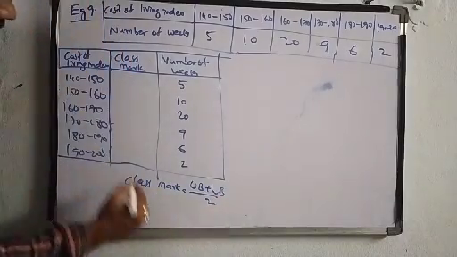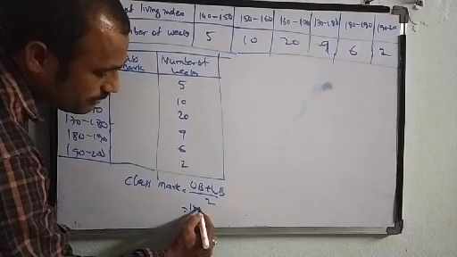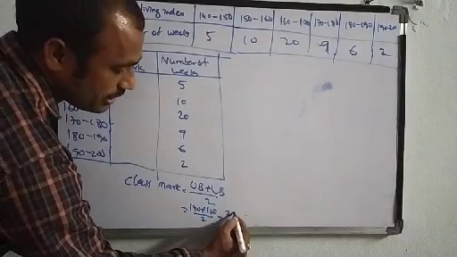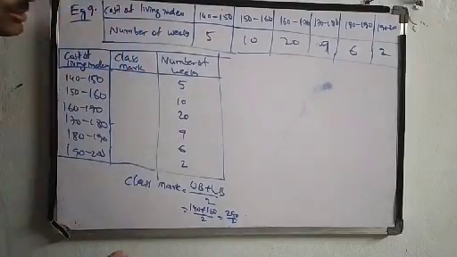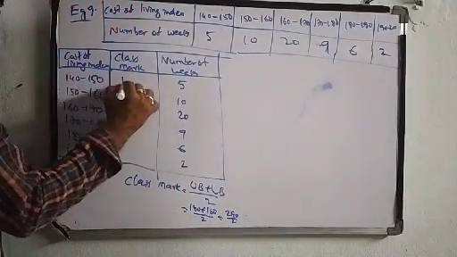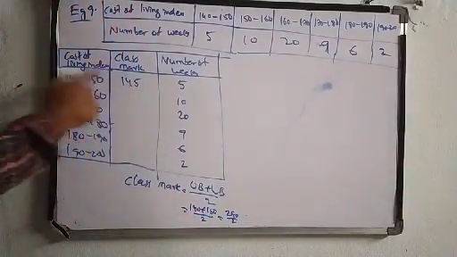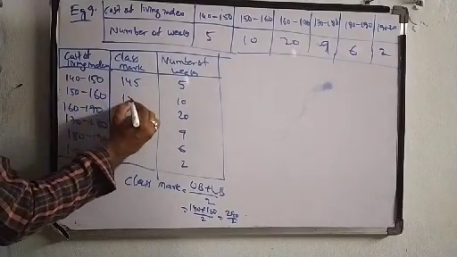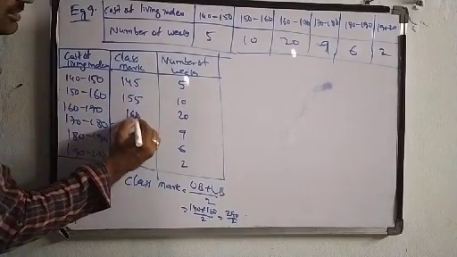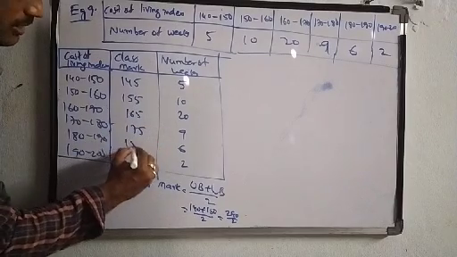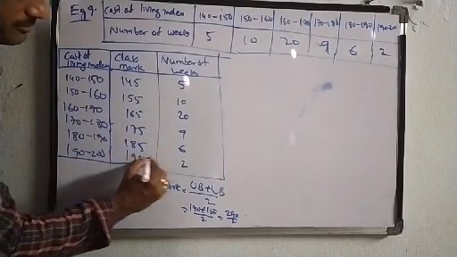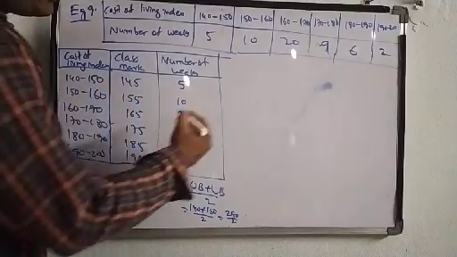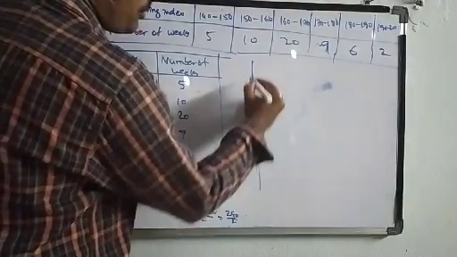So in the first case it is 140 plus 150 divided by 2. That is 290 divided by 2, which will be 145. Or else we can say the middle value also. So it will be 145. Next it will be 155, 165, 175, 185 and 195. Okay. Now by plotting this on the graph, we can get the frequency polygon.